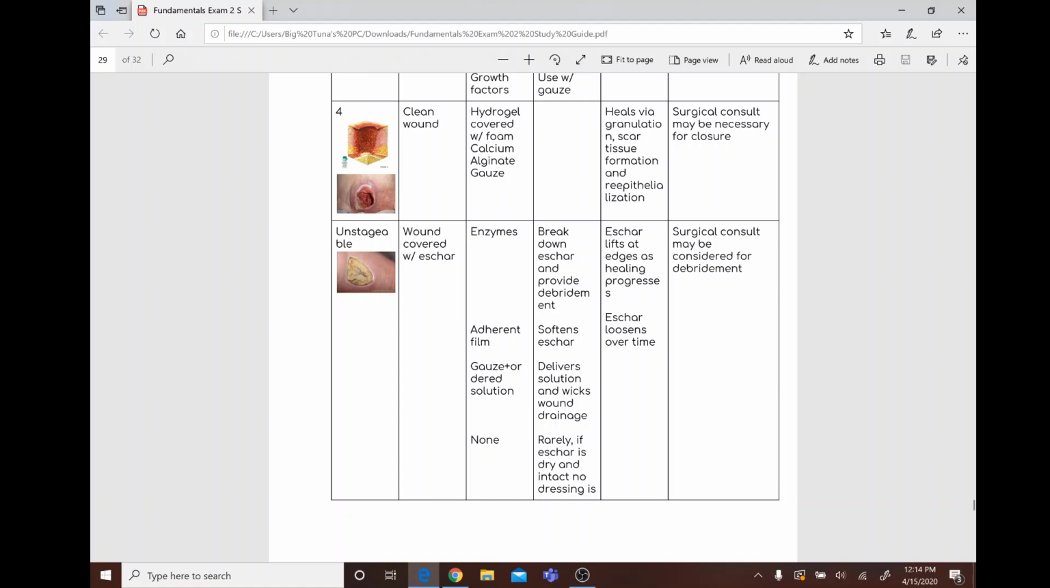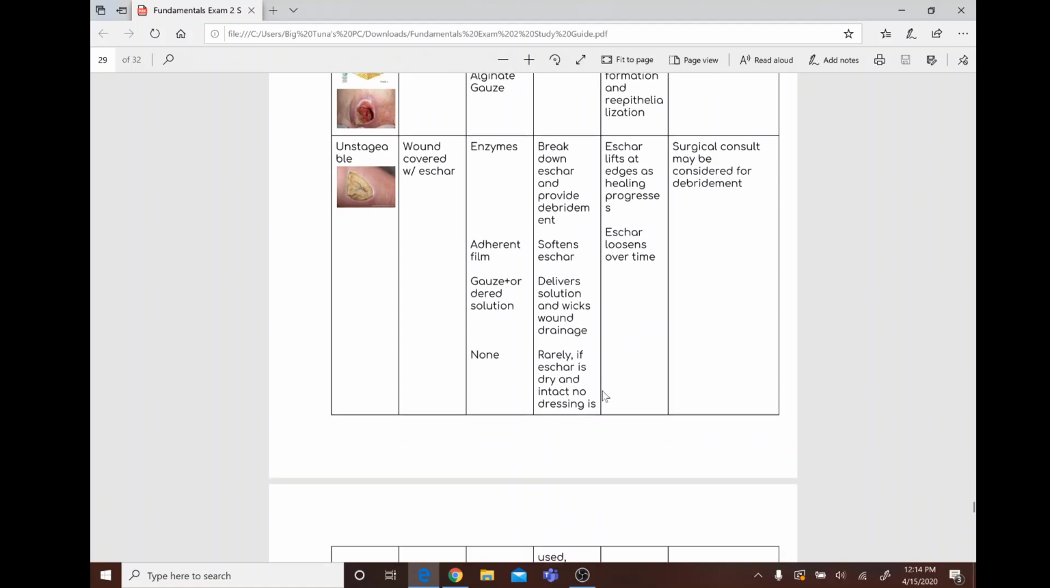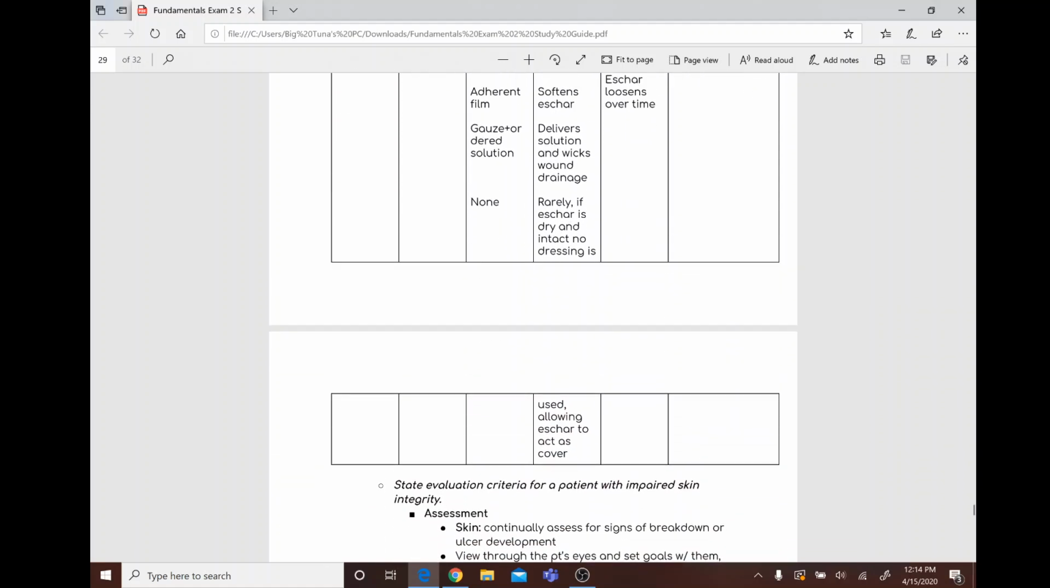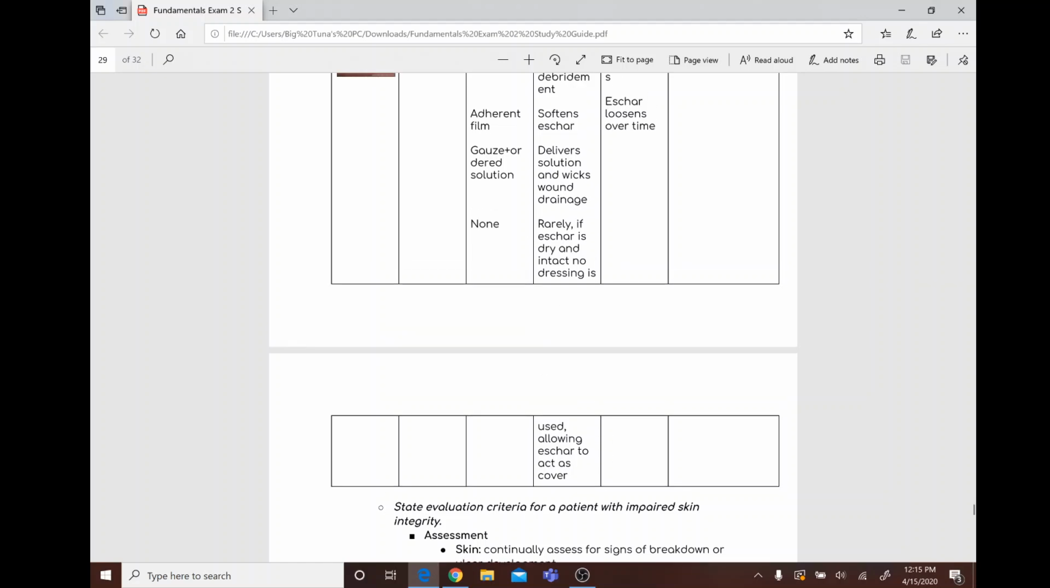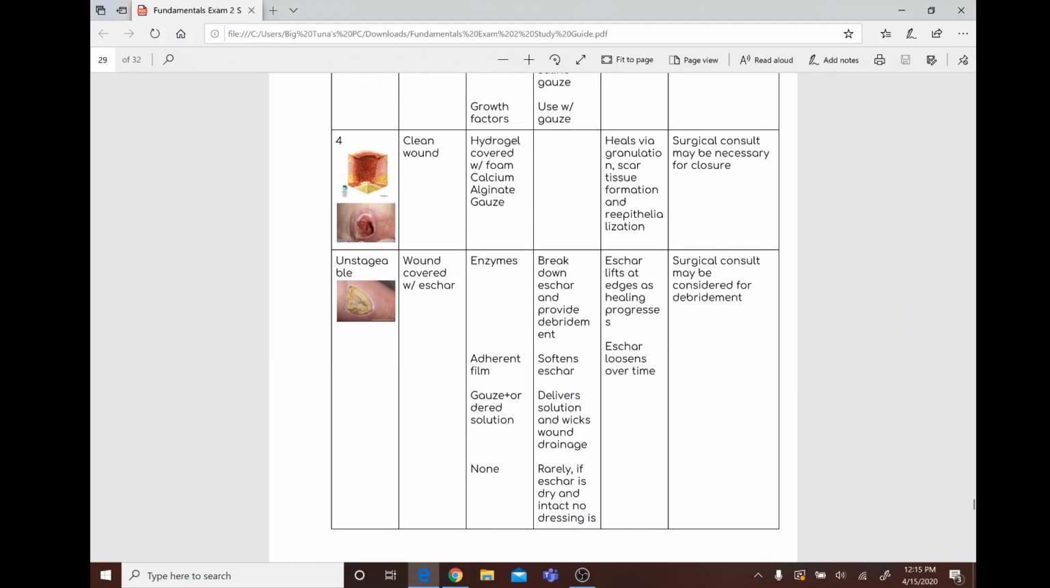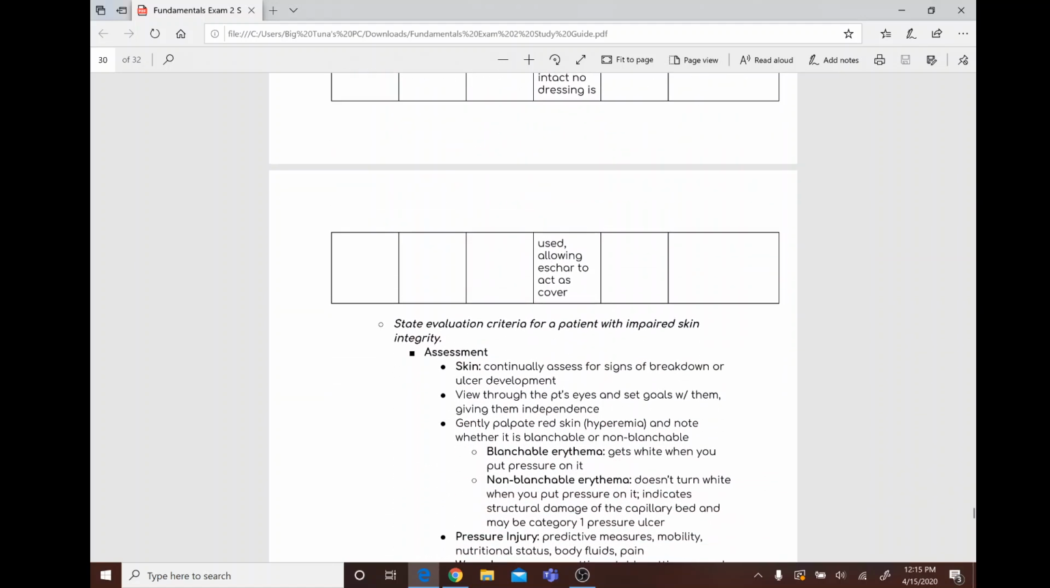Why would we use adherent film? Softens eschar. Why would we use gauze plus ordered solution? Delivers solution and wicks wound drainage. Why would we use nothing? If eschar is dry and intact, no dressing is used, allowing eschar to act as a cover. So eschar lifts at edges as healing progresses. Eschar loosens over time. You may need a surgical consult.